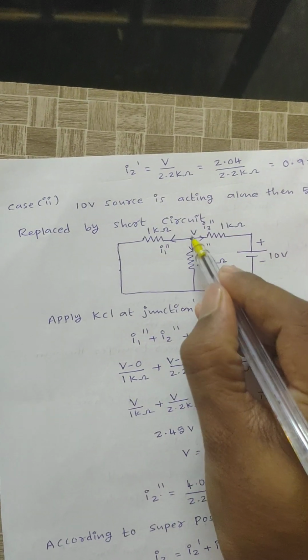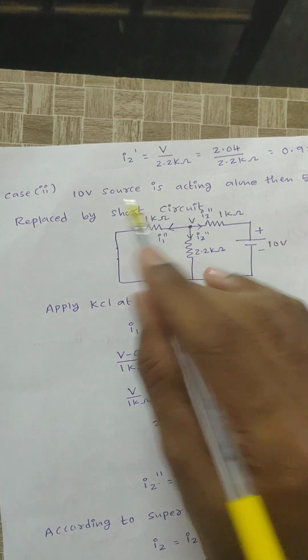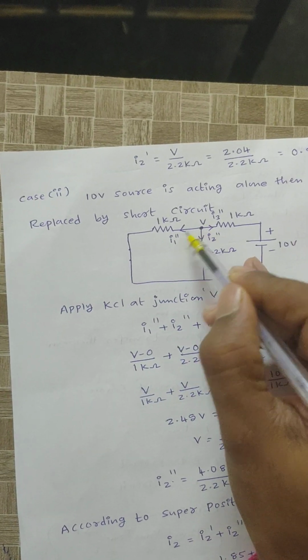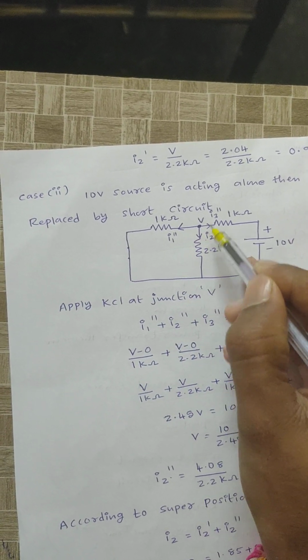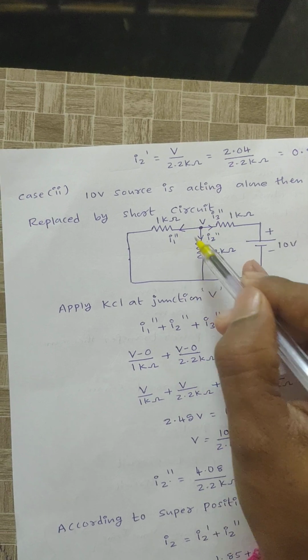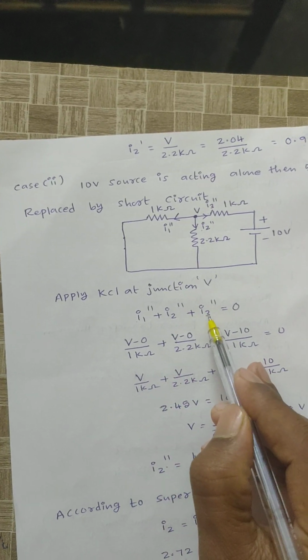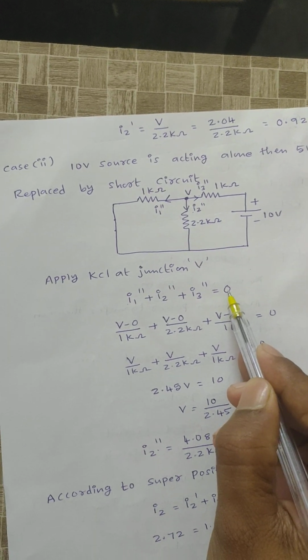Now again apply KCL at this junction V, right. In case 2 I am indicating the currents with double dash, that is at this junction I1 double dash, I2 double dash, I3 double dash are the currents, all are outgoing currents. Then I1 double dash plus I2 double dash plus I3 double dash is equals to 0, right.